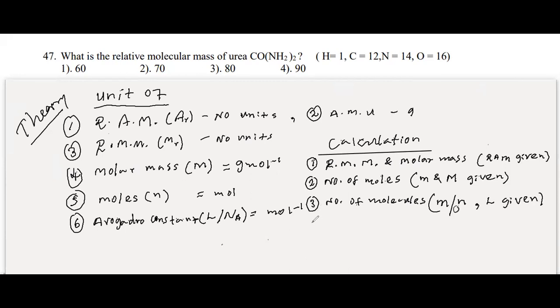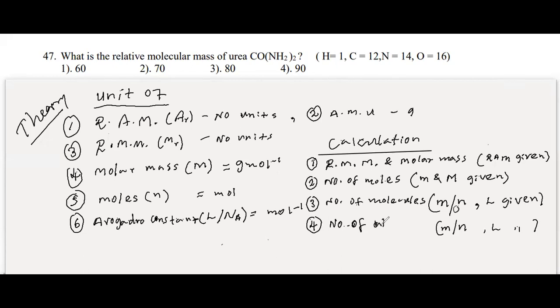Next one, to calculate the number of atoms. To calculate the number of atoms you also need the same information: moles of atoms or the mass of the substance, and the Avogadro constant. So these are the most frequently asked questions in the exam: to calculate moles, molecules, and the number of atoms.